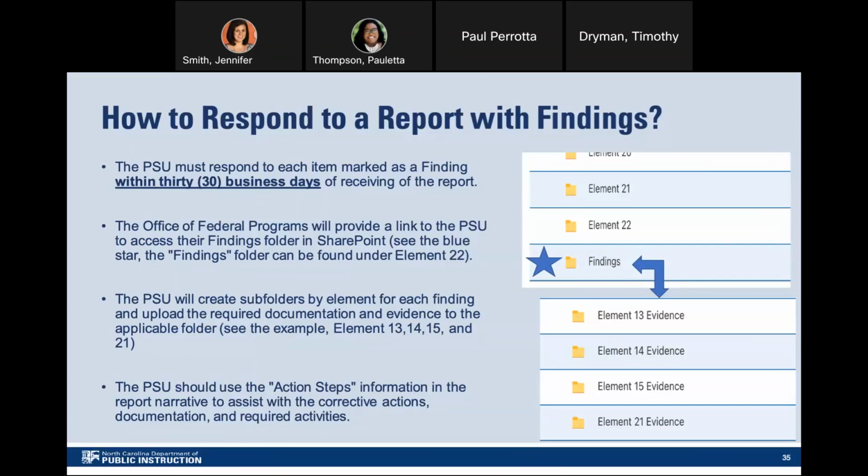As you can see, the blue star, the findings folder, can be found under element 22. The PSU can also create subfolders by element for each folder and upload the required documentation and evidences to the applicable folder. You can see the example, and in this case, elements 13, 14, 15, and 21 are examples of findings for a PSU, and those subfolders can be found in the findings folder. The PSU should use the action steps and information in the report narrative to assist with corrective actions, documentation, and required activities to move into compliance.